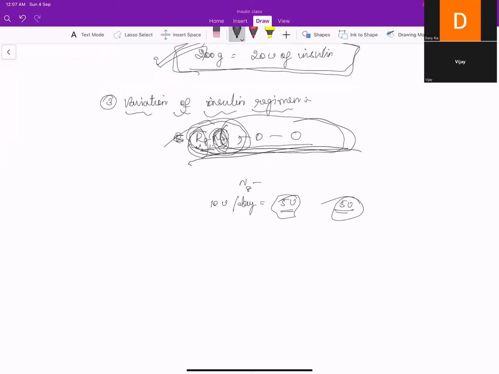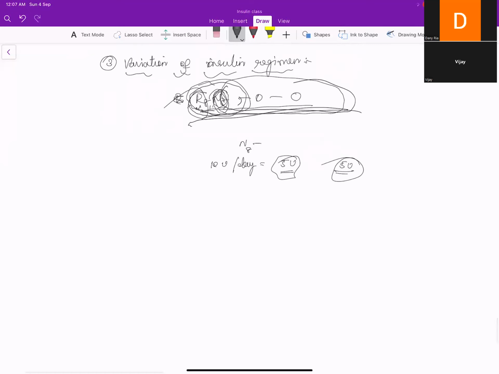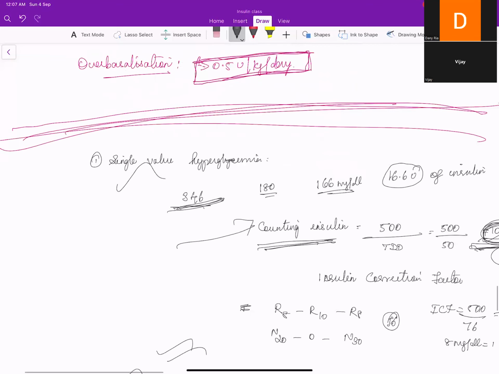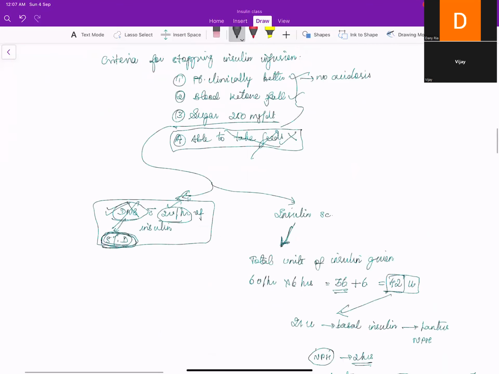There's no hard and fast rule to start things. But follow some standard regimen so that titration will be easier. Okay, then what is there? I think I finished.